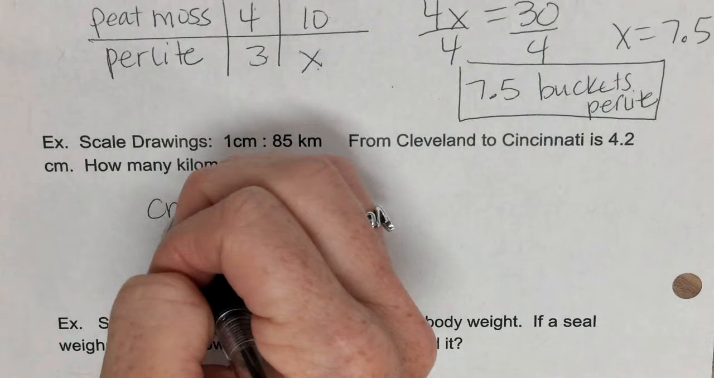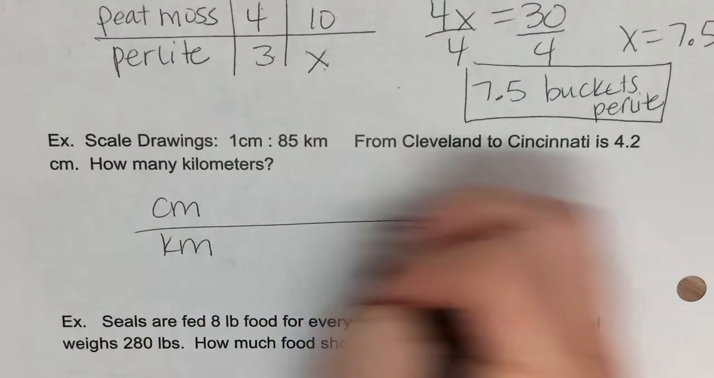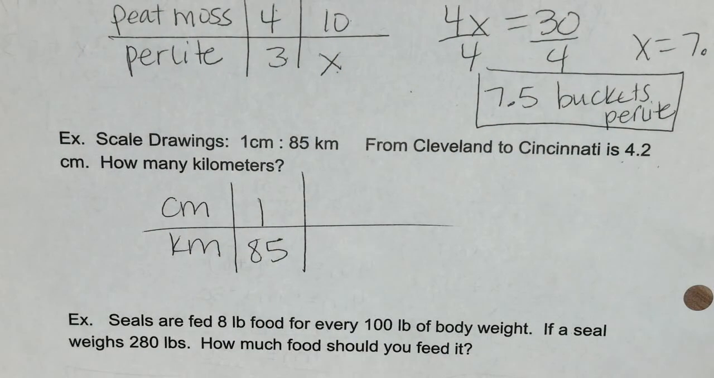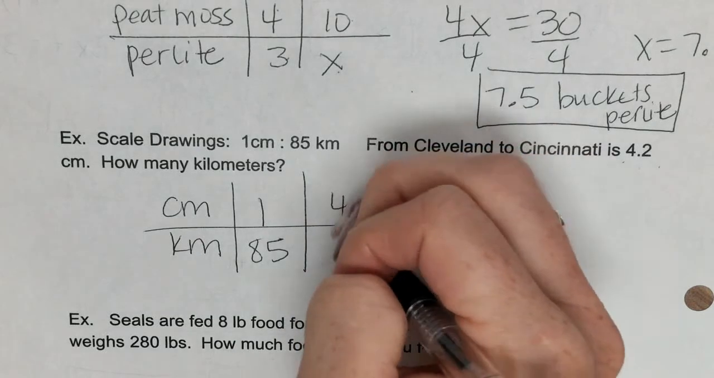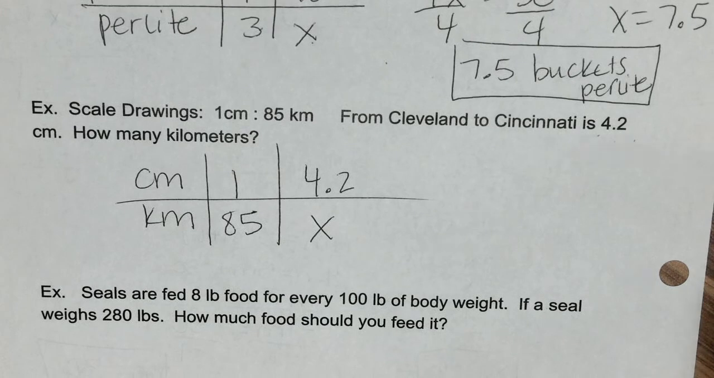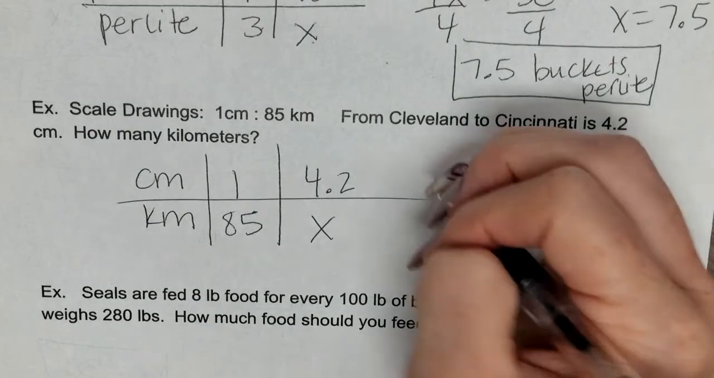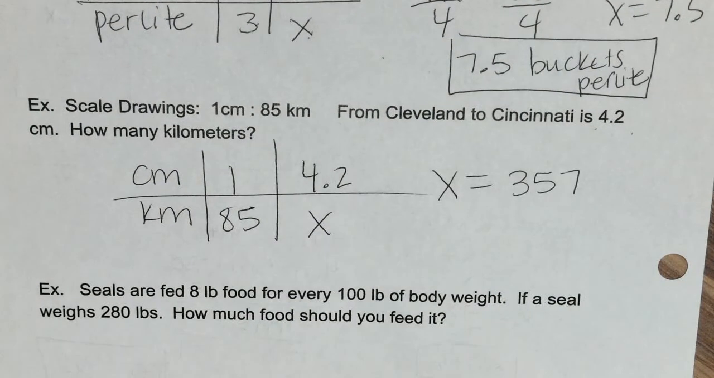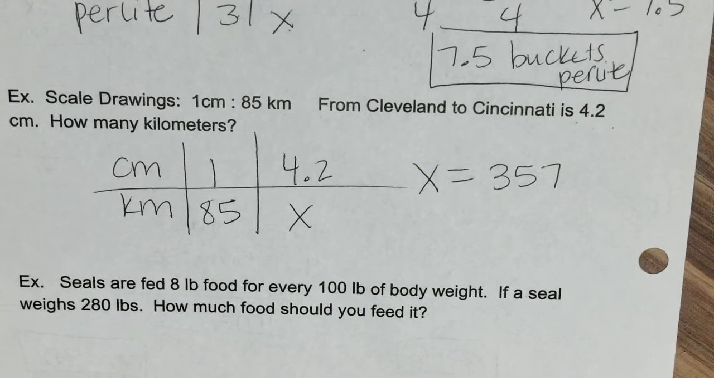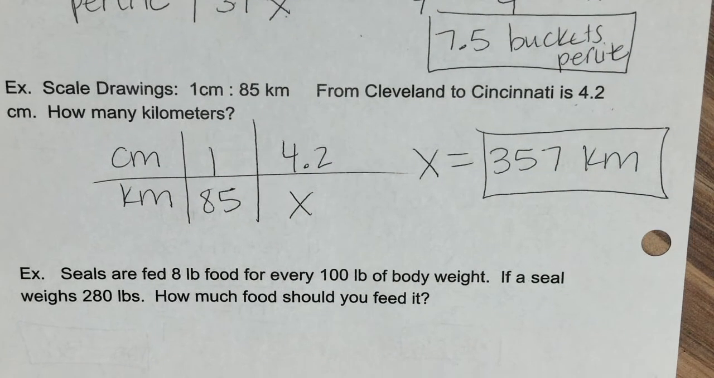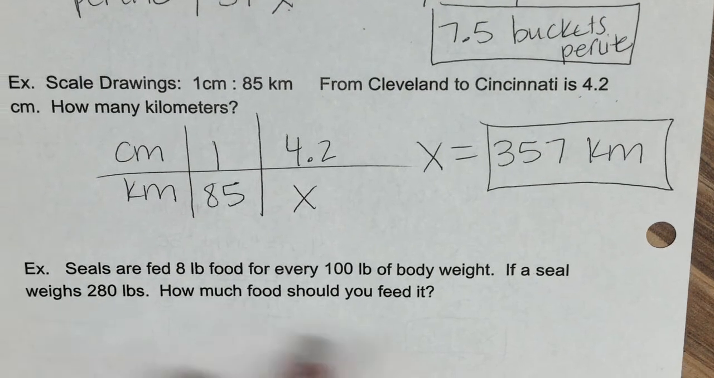Okay, you're comparing centimeters to kilometers. And where did you put the 4.2? With the centimeters. Cross multiply. Well, what's 1 times x? X. All right, so just x. And 85 times 4.2 is 357. Is that my answer, though? No, 357 kilometers. I didn't know it said 4.2. I thought it said 42. All right, set up the next one.